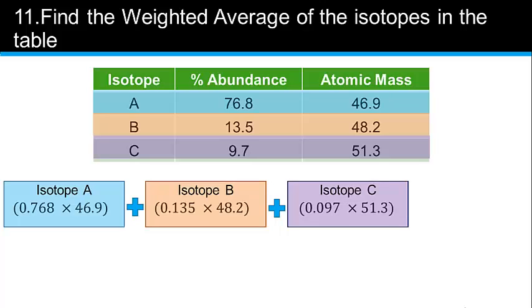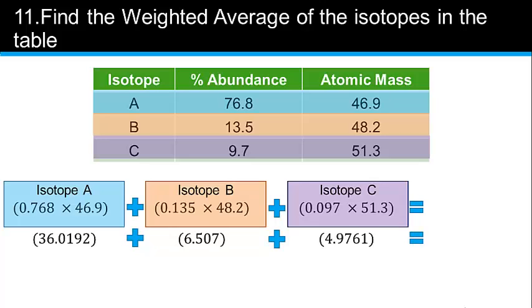So be careful. You still have to move that decimal over two places. You're still dividing by 100. So I repeat this for each isotope. If I had 5 isotopes, I'd have to do this 5 times. If I had 2 isotopes, I'd only do it twice. So we solve, and these are the numbers that we get. Then we need to add those all up. So we get 47.5023 AMU.